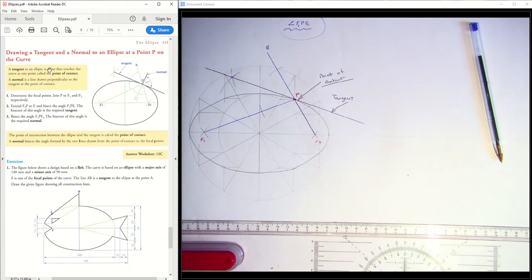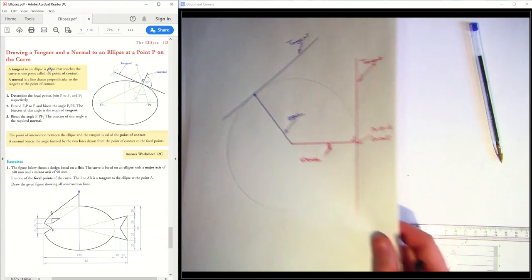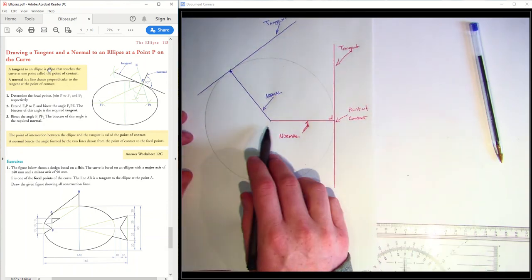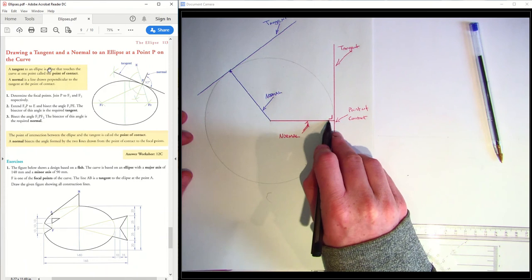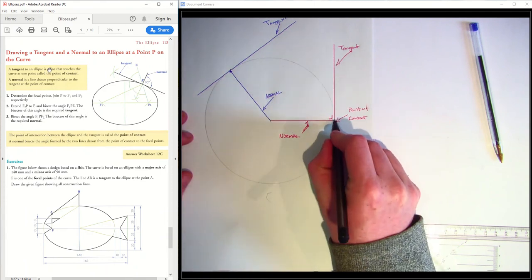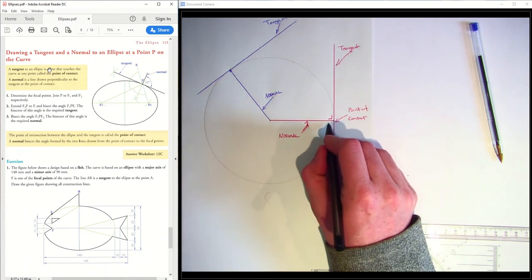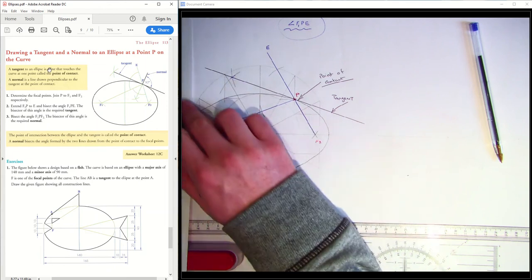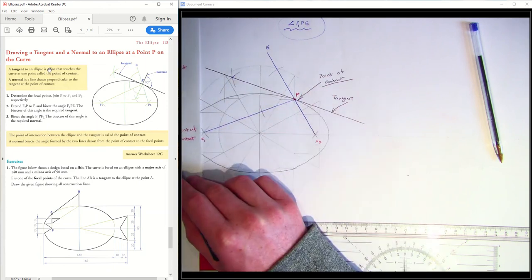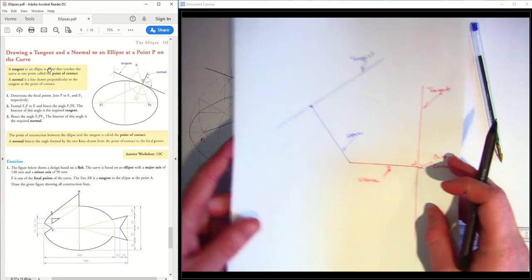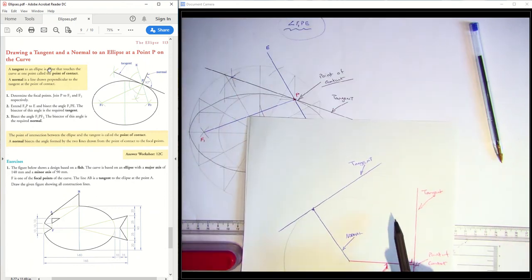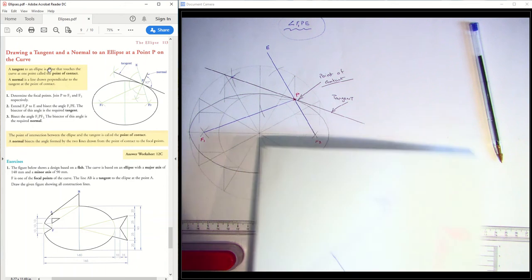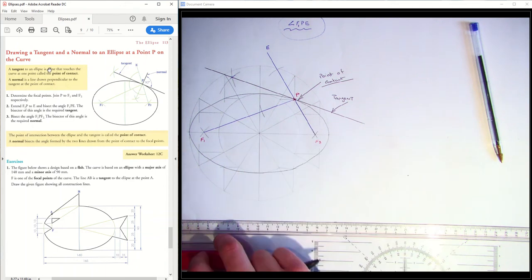Now finally, what we're asked is to find the tangent and the normal. So what did we say the normal was? Looking back here, we said the normal was a line that was perpendicular to the tangent from the point of contact. So what have we got here? We have the tangent. Yes. We have the point of contact. Yes. Now I know that the normal is at 90 degrees to the tangent from the point of contact.